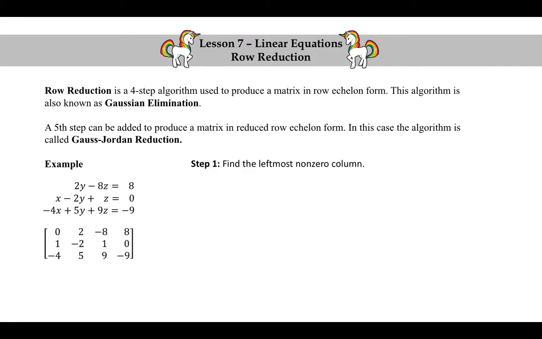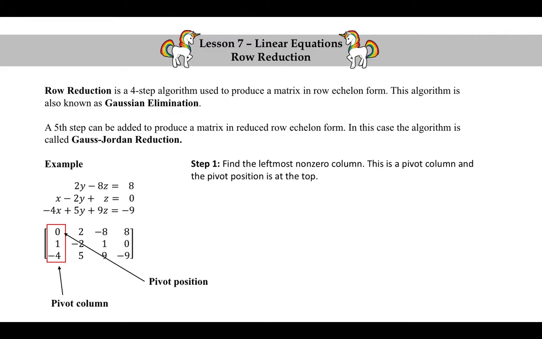Step 1. We find the leftmost non-zero column first. That's the column 0, 1, negative 4. It's a non-zero column because it has some non-zero entries. The 1 and negative 4 are non-zero entries in that column. This column is called a pivot column, and the topmost position is called a pivot position.